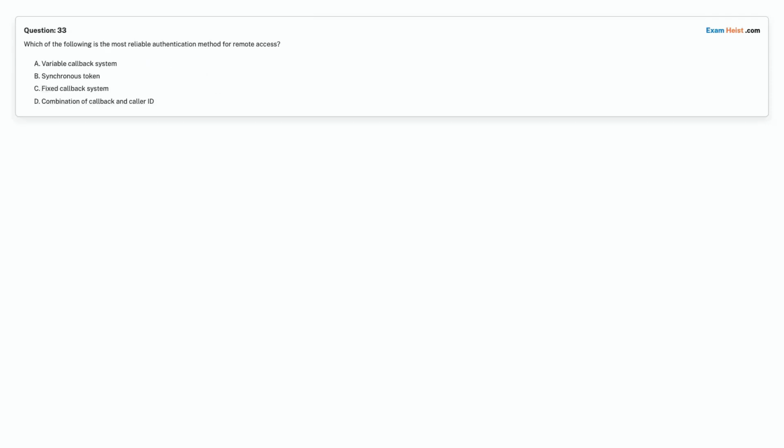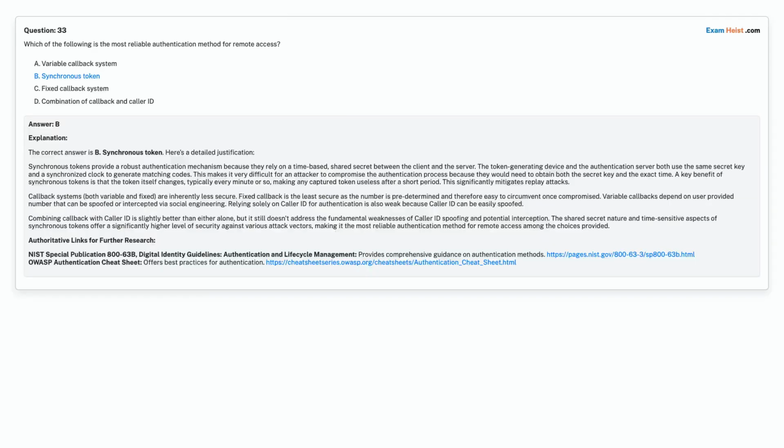Question 33. Which of the following is the most reliable authentication method for remote access? Option A. Variable callback system. Option B. Synchronous token. Option C. Fixed callback system. Option D. Combination of callback and caller ID. Choose the correct answer. Correct answer is option B. Synchronous token.